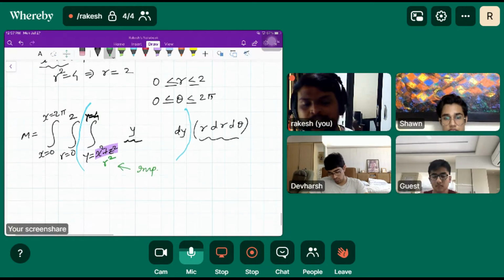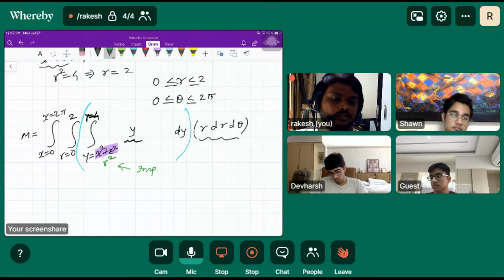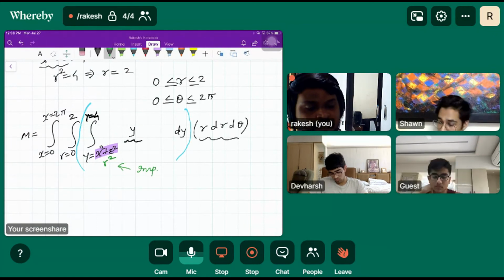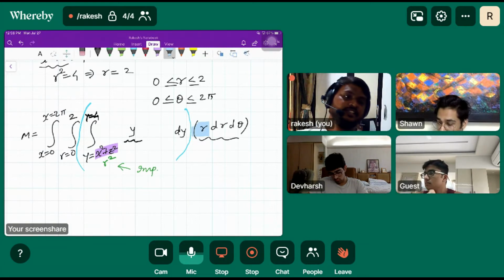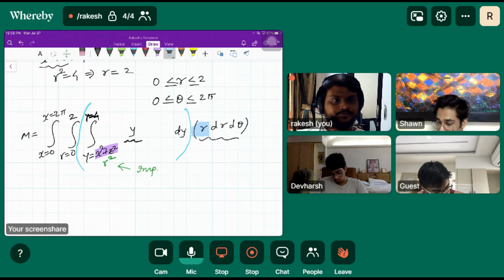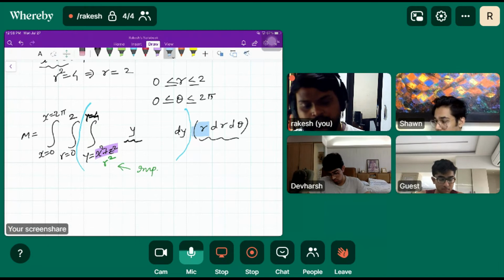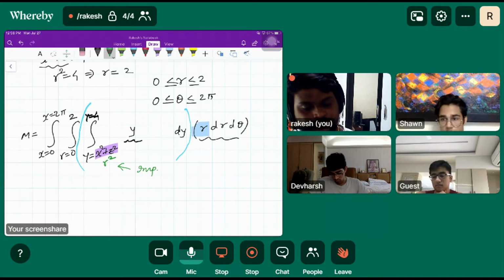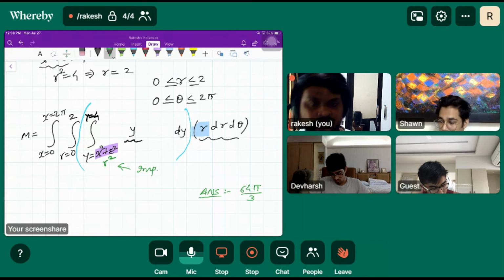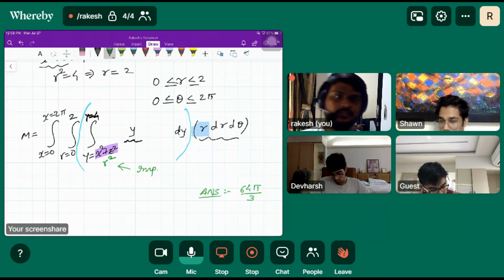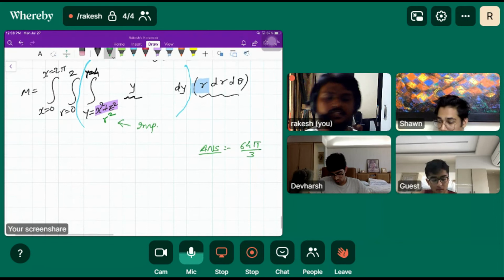Now once you apply the integration, that's simple integration then. Don't forget to multiply by this r after simplifying the inner integral. Okay, so the answer of this is 64 pi by 3. Just complete this.